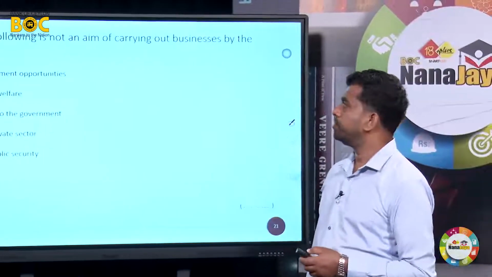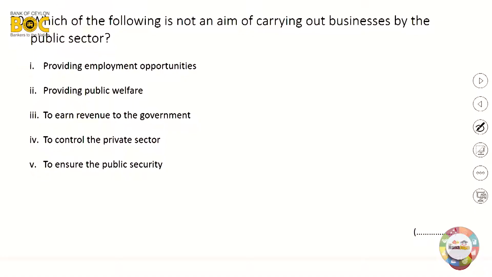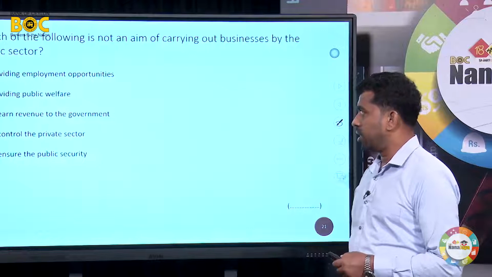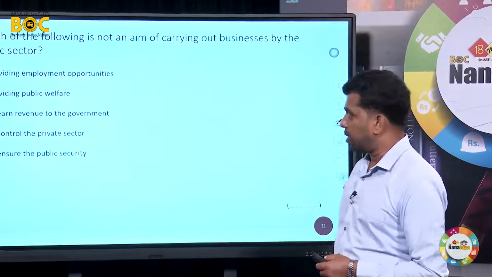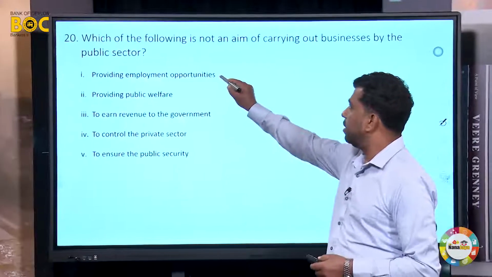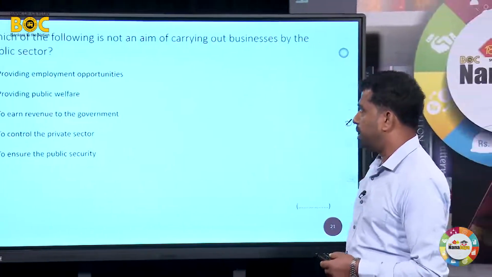Question number 20. Which of the following is not an aim of carrying out businesses by the public sector? Public sector businesses expect different objectives by carrying out their business activities. You are given some options: providing employment opportunities, providing public welfare, earning revenue for the government, controlling the private sector, ensuring public security. But the government doesn't carry out its activities in order to provide employment opportunities. So we can exclude this one, and this is the option for question number 20.